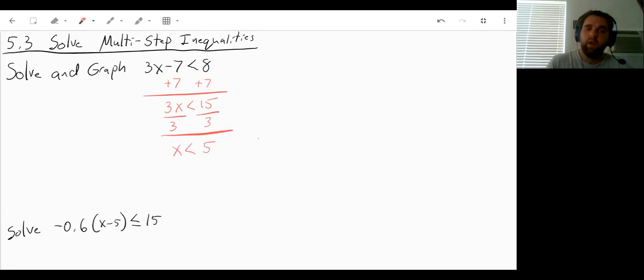We also still need to graph this, so we can make our number line and plot your 5. Our x has to be an open circle because there's no equal to line, and it's x is less than 5, so it's everything that's smaller than 5, so it's going to go over to the left. Let's try another one.